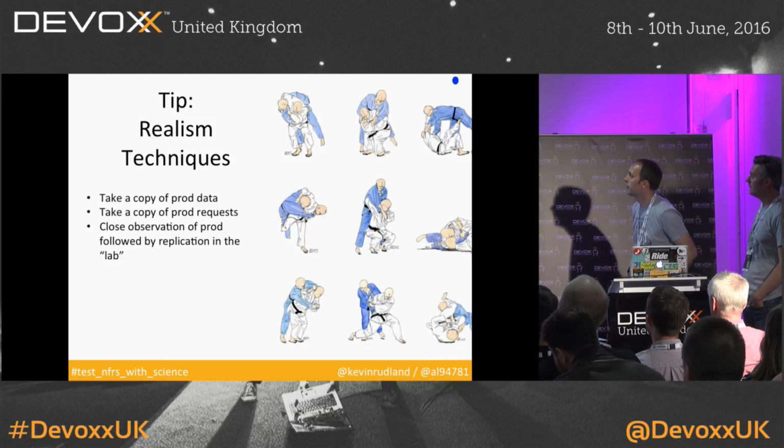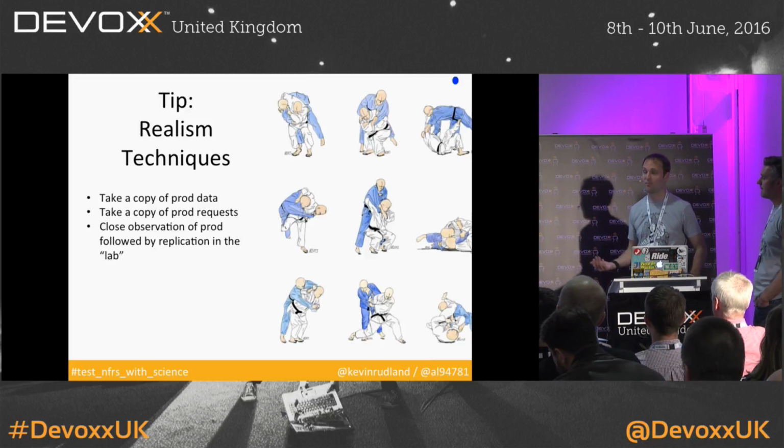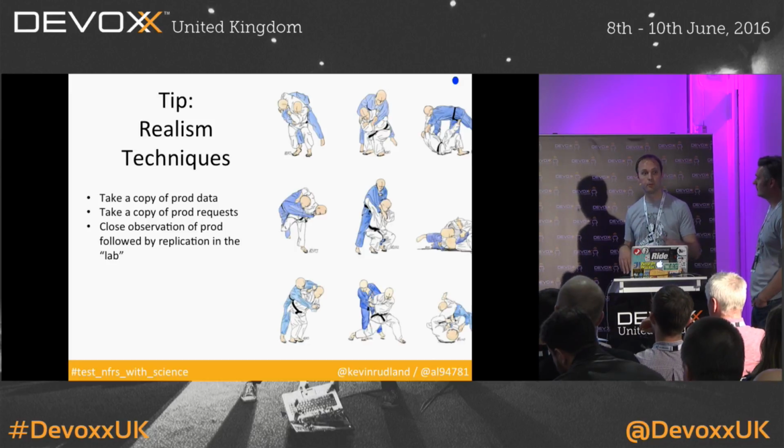So another couple of things you can do. In some environments, you might be able to take a copy of production data. If it's personal data, probably not. You could take a copy of production requests, so you could replay production requests across your system, so it behaves in a live-like way. You could do a study of your production environment, and then use that to inform yourself about what is the difference between your test environment and production, and treat your test environment like a lab.